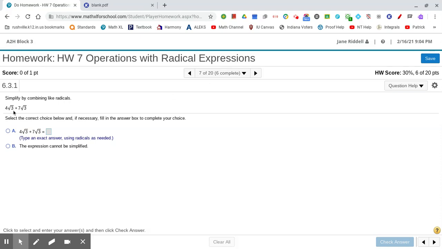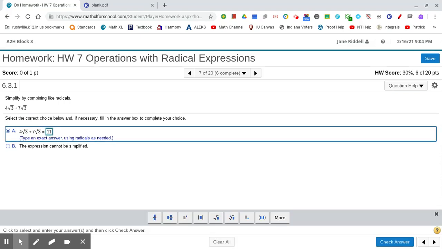So 4 square roots of 3. This is saying we have 4 of these square roots of 3s plus 7 square roots of 3s, which means that we're going to have 11 total. 4 plus 7 means we're going to have 11 of these square roots of 3.